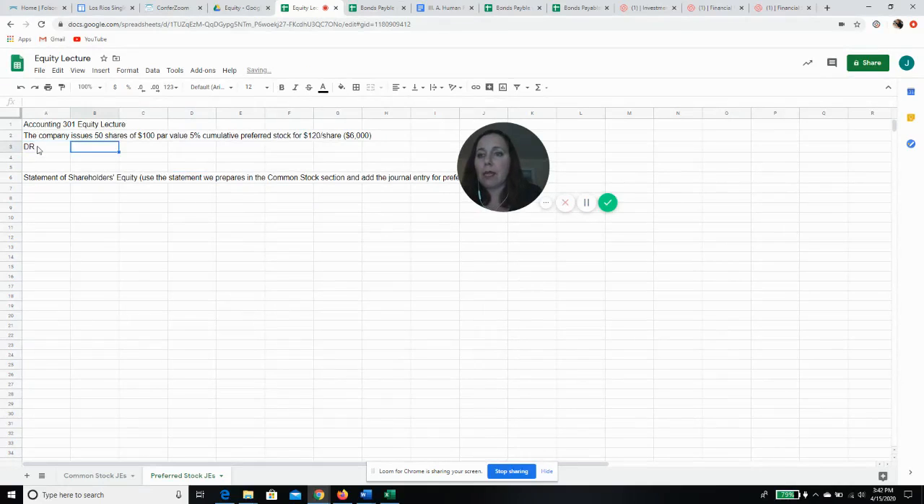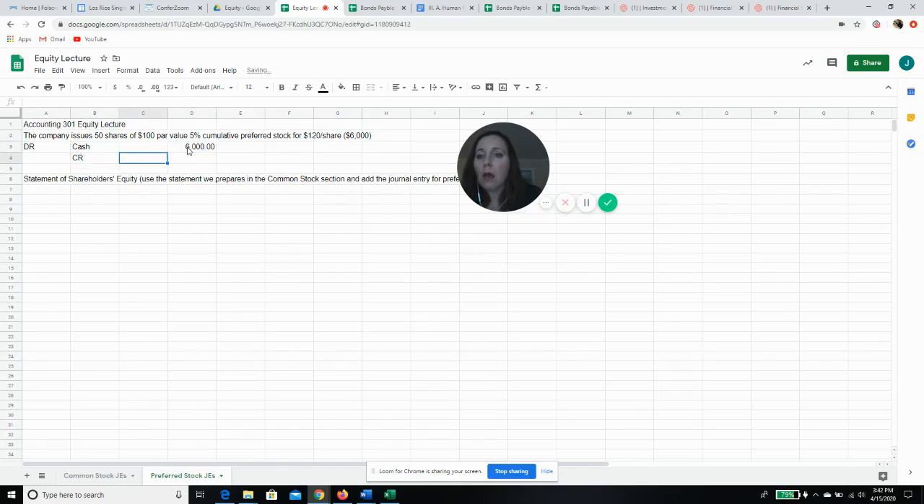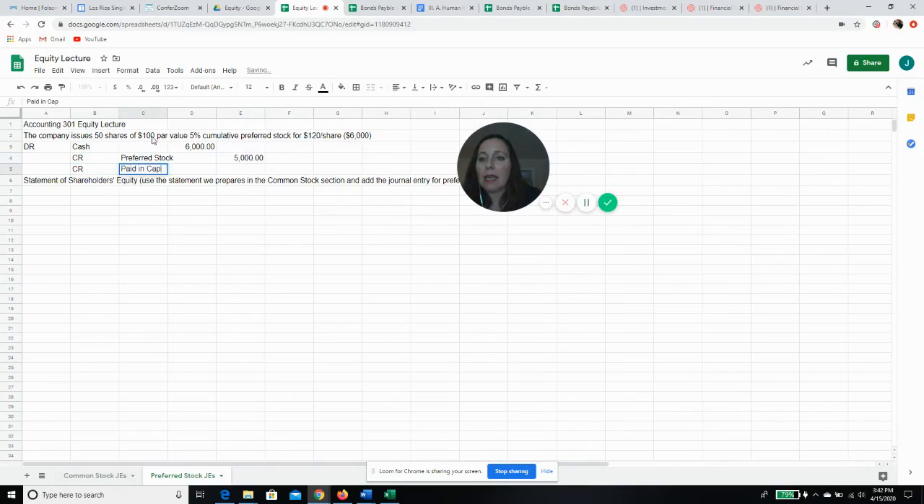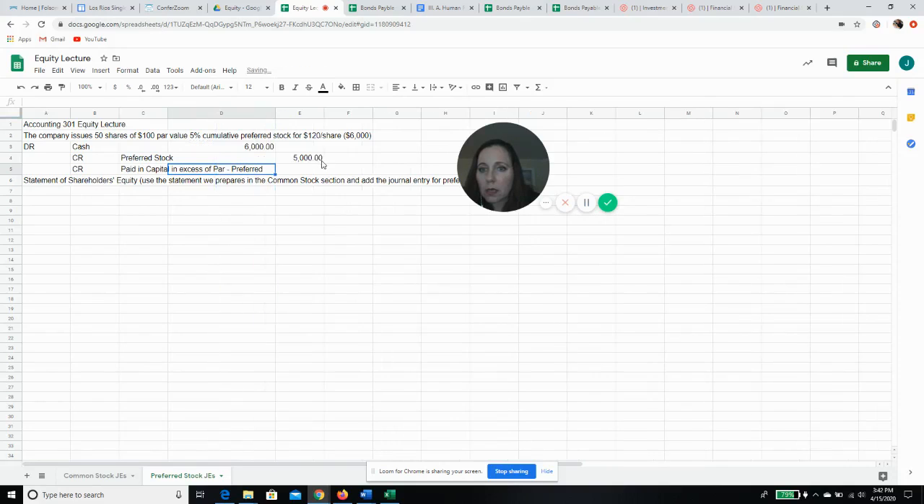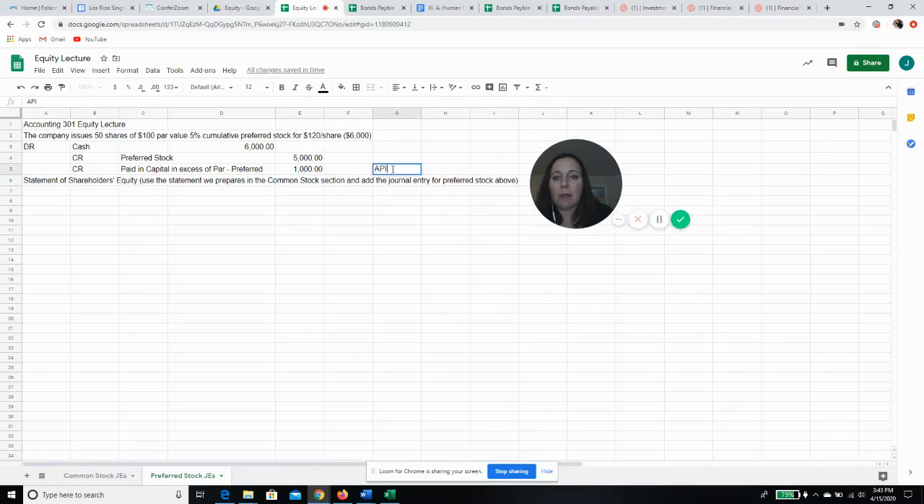All right, so we are going to debit cash, how much? $6,000 because that's what we actually received. All right, then we're going to credit preferred stock. And we're going to credit preferred stock for the number of shares times par value, 50 times 100, which is 5,000. Then we're going to credit paid in capital in excess of par dash preferred. And we're going to do that for the $100, which is the amount we received in excess of par. And again, we can just call this APIC if we want, or we'll call it APIC preferred. We are going to keep our APIC separate between common and preferred, just because we want to keep those separate.